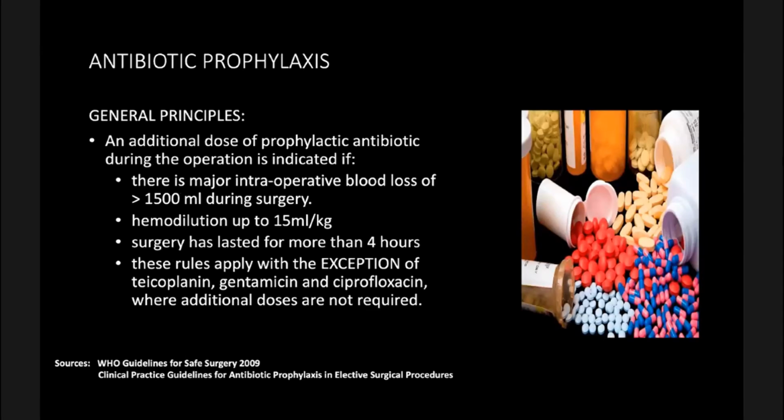More general principles of giving antibiotic prophylaxis. When you have a long surgery, an additional dose of prophylactic antibiotic during the operation is indicated if there is a major blood loss of more than 1,500 ml during surgery. Okay, some surgeons would give an additional dose at just 700 cc blood loss. But the recommendation is 1,500. Hemodilution of up to 15 ml per kilogram.